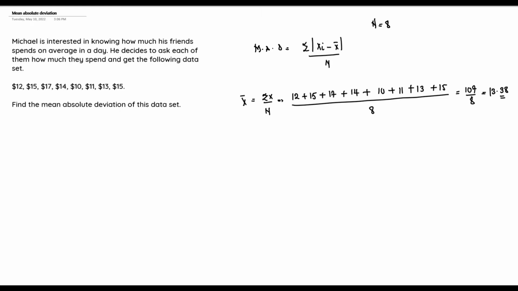So it's time for us to substitute the necessary details into the formula to get the value of the mean absolute deviation. I'm just going to write M.A.D right here, which is equal to, I write the modulus sign, so we start with 12 minus 13.38. We close the modulus sign, plus we have 15 minus 13.38. We close the modulus sign, plus 17 minus 13.38, and we do the rest.